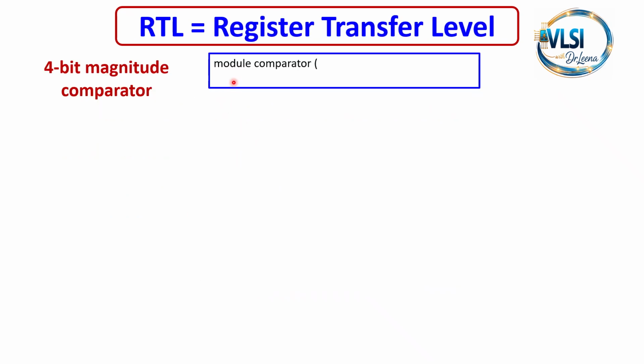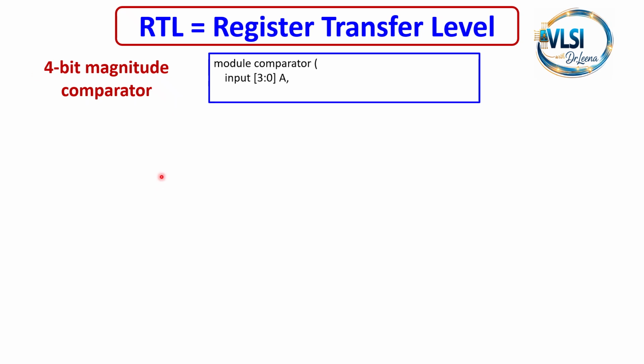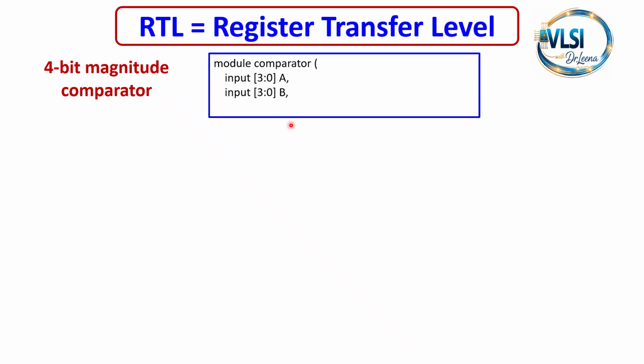First, the module keyword is given, then the name of the module, and we are opening the bracket. So we are giving the input, which is 4-bit data, and the bits are numbered 0, 1, 2, 3. This A is the first input number to compare. Then we are giving the next input. This is also a 4-bit input. B is the second number to compare with A.